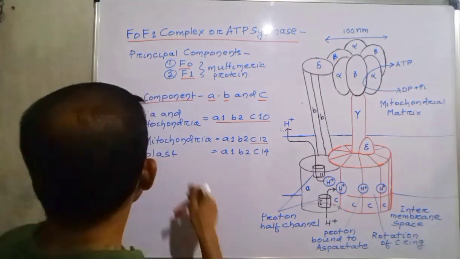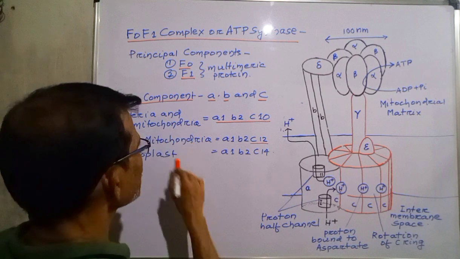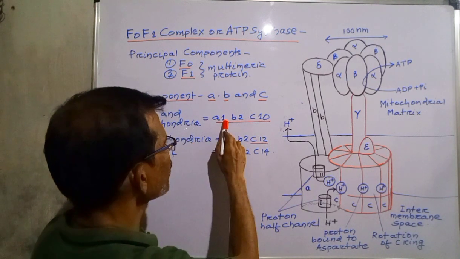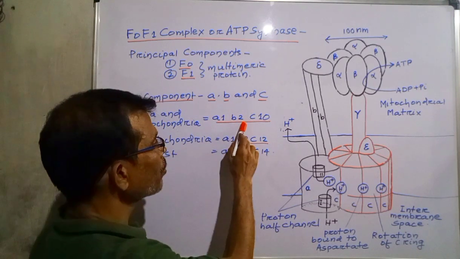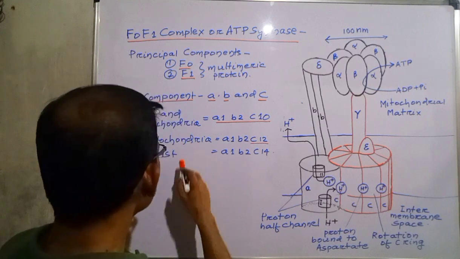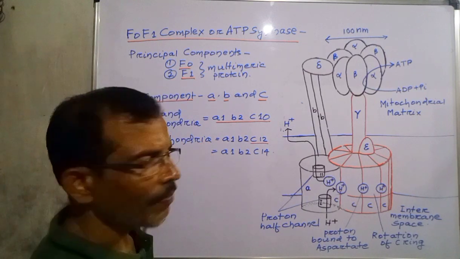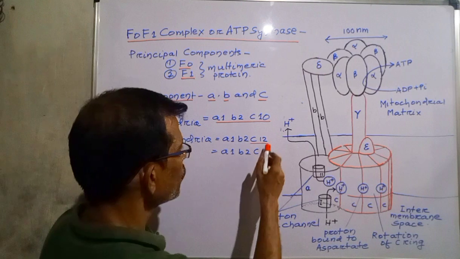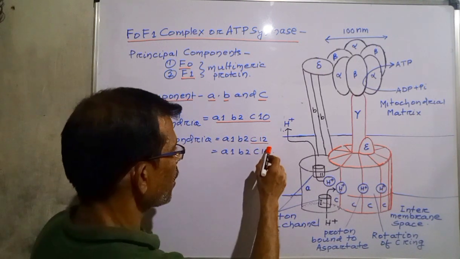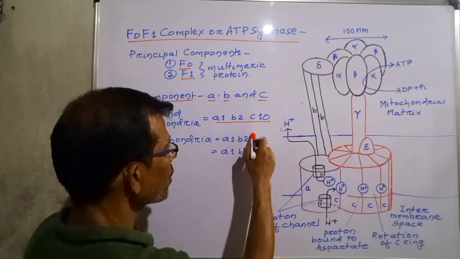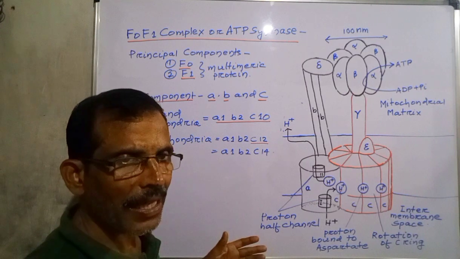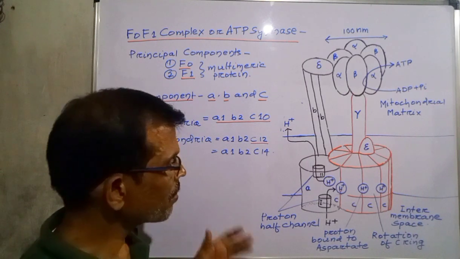That means in yeast mitochondria and in bacteria, the FO complex consists of 1 A subunit, 2 B subunits and 10 C subunits. Whereas in animal mitochondria, the FO complex contains 12 C subunits and in chloroplasts it contains 14. So these are the subunit compositions of the FO complex in various organisms.